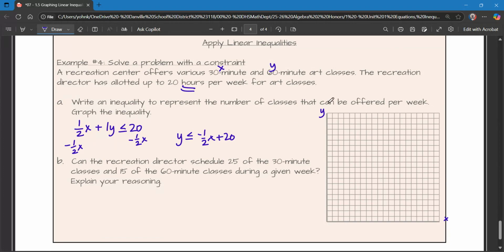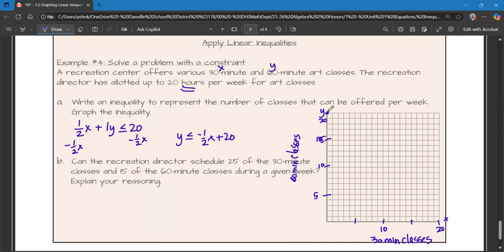Well, I need to get up to 20 for my y-intercept. So maybe I count by 5 or count by ones again. So 1, 2, 3, 4, 5, and again, and again. And that's 20 up here. 15, that's right there, and that's 10, and that's 5. And then if you go 1, 2, 3, 4, 5 across, and again, up to 20. Okay, and these are 30-minute classes. It's always important to label your axes. And these are 60-minute classes.